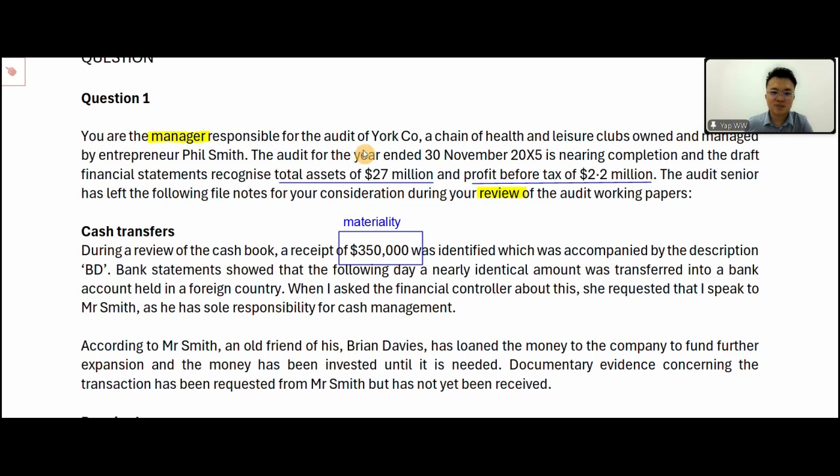That's why the question gives me figures such as 27 million for total assets and profit before tax of 2.2 million. These two figures are meant for me to calculate the materiality level. If this amount is material, then as an audit manager, I cannot say no issue. We have to do something on this part.